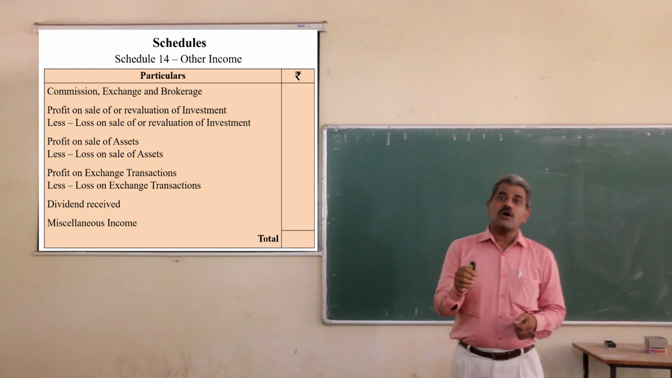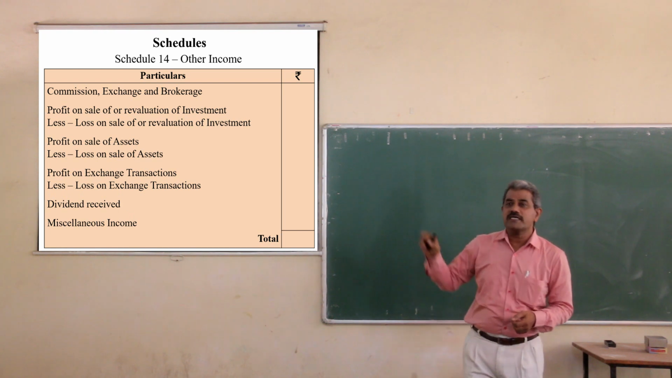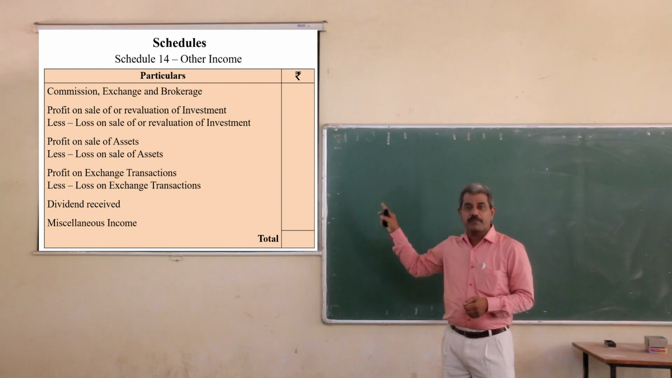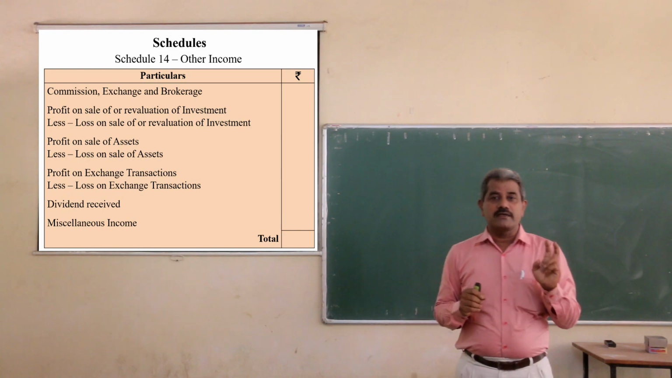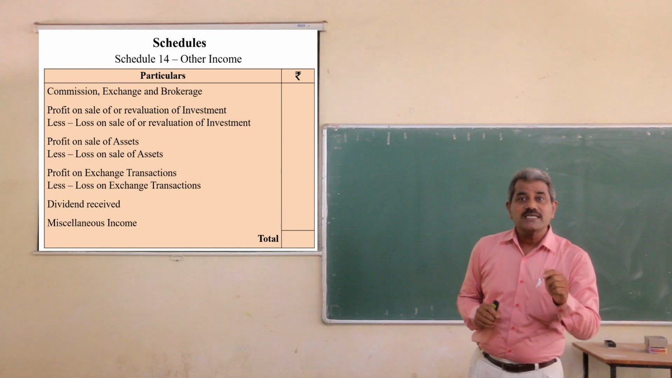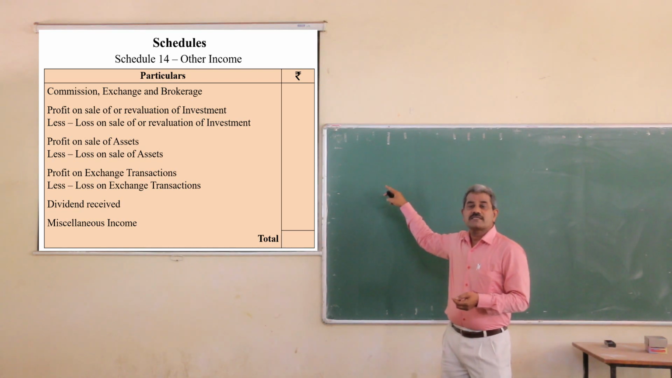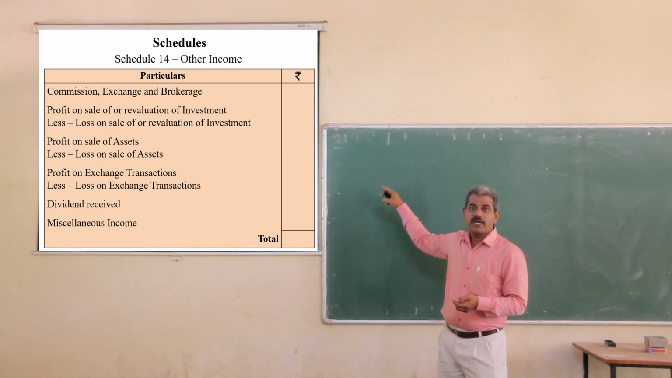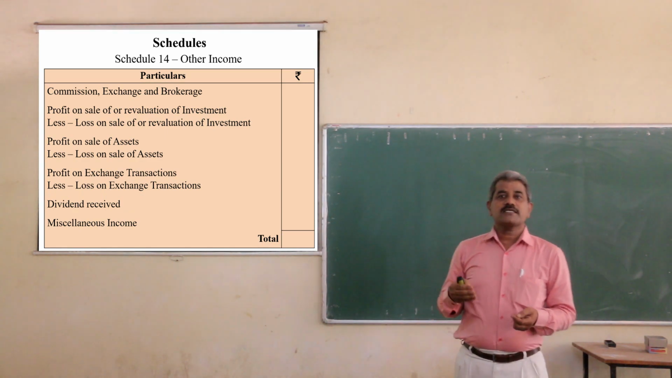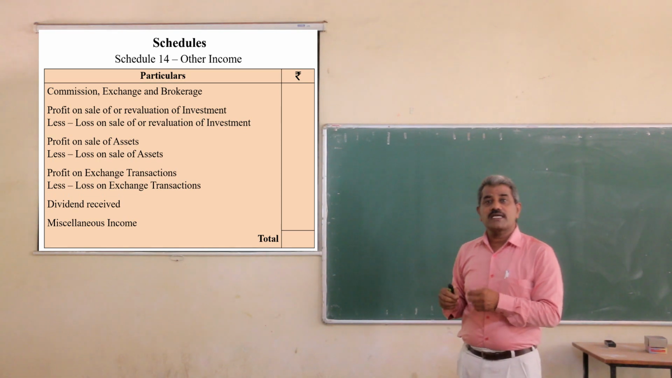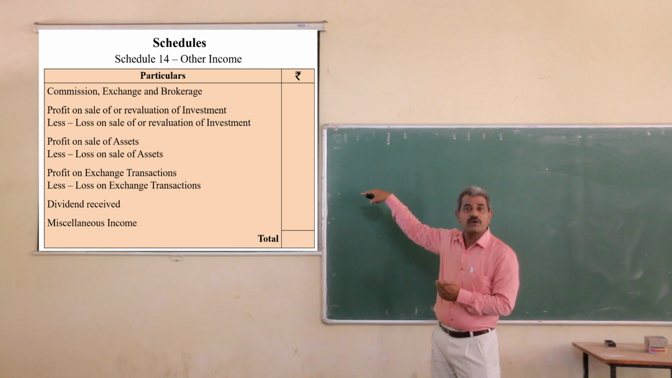If there is loss on sale of investments or revaluation of investment, it should be deducted from the profit. Okay, profit and loss both are considered. It means there is a chance of a minus balance, a negative amount. Suppose profit is less and loss is more, then at such time you have to take the resulting figure, a minus figure, as the amount.